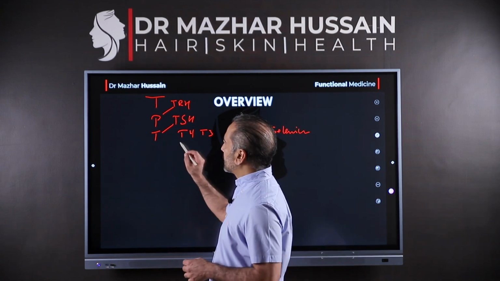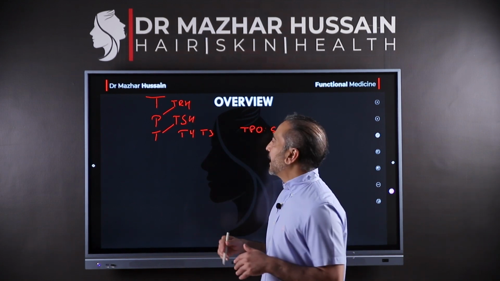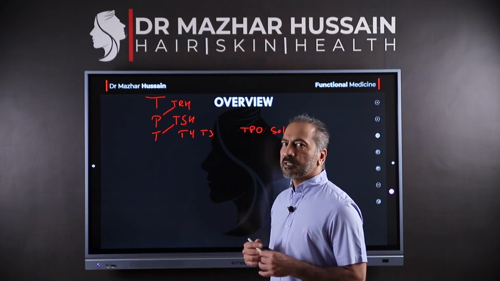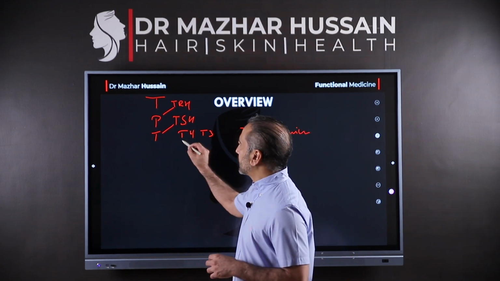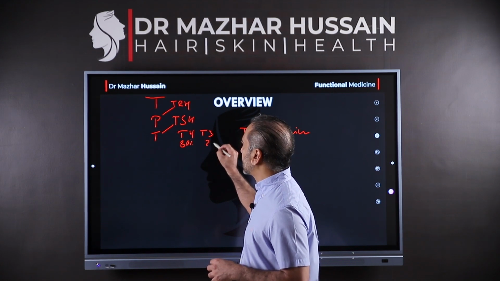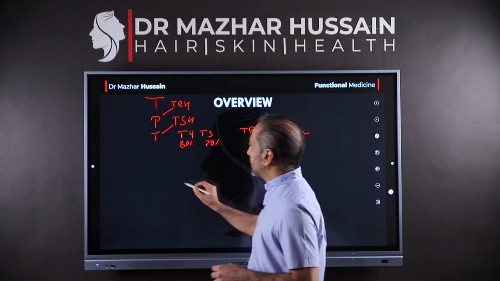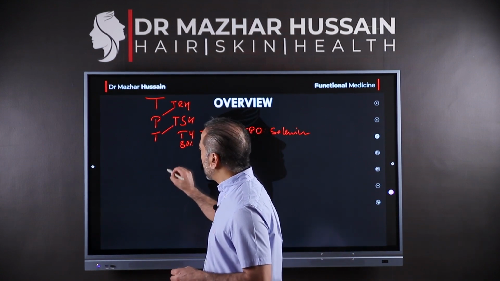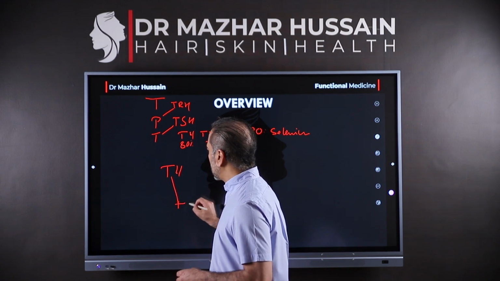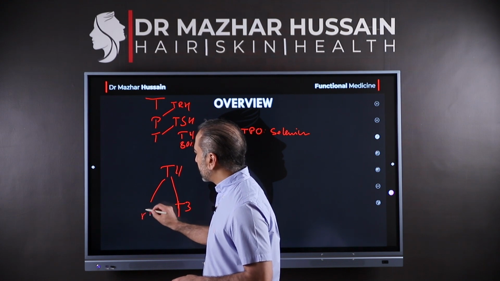Okay. T4 then travels from the thyroid to the peripheral tissues and is converted to T3. T4 is the inactive form and T3 is the active form. And 80% of the production is T4 here and 20% is T3. Now, T4 travels to the periphery and is converted to T3 and to reverse T3.